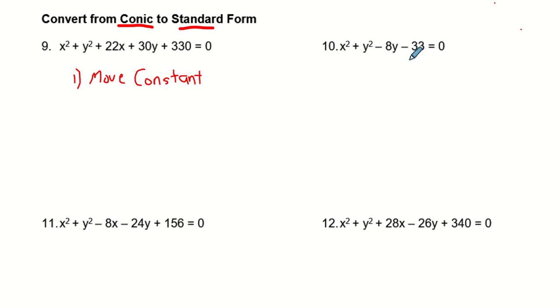Okay. So we're going to do that by adding 33 to both sides. So we get x squared plus y squared minus 8y equals, I'm going to put a little space here and you'll see why in a second, plus 33. So that's your first step.